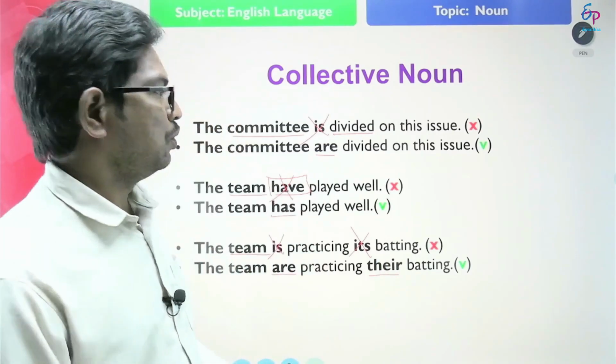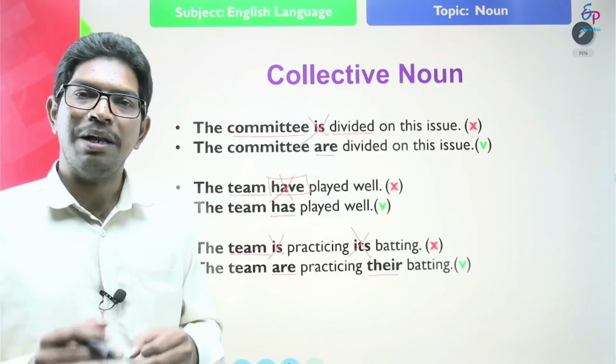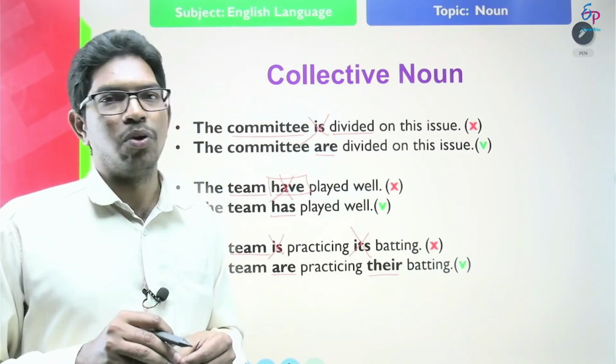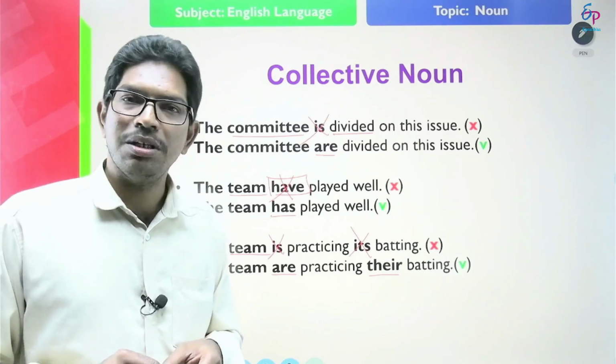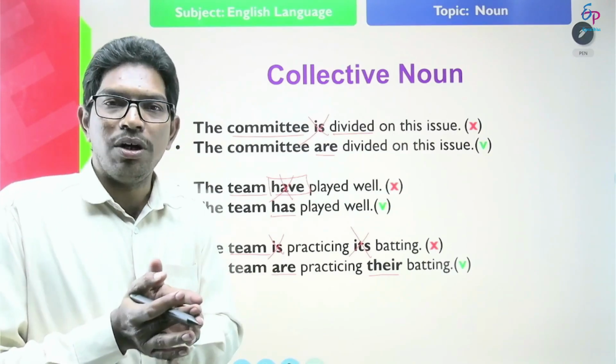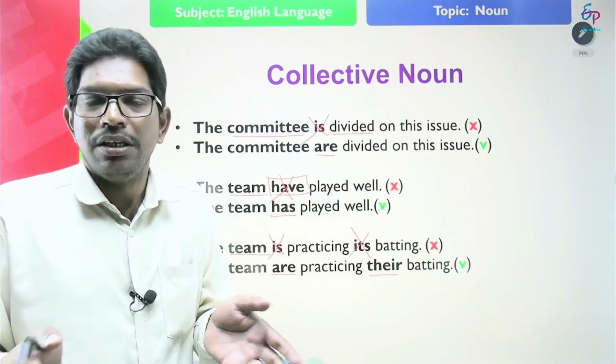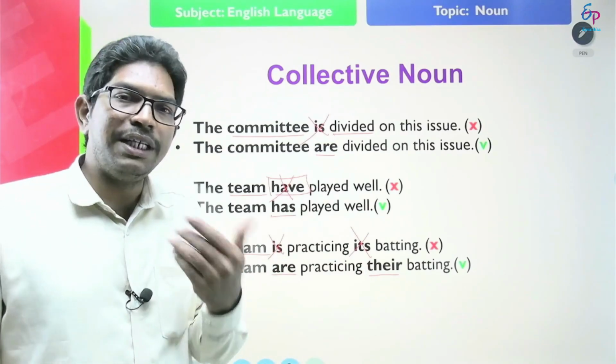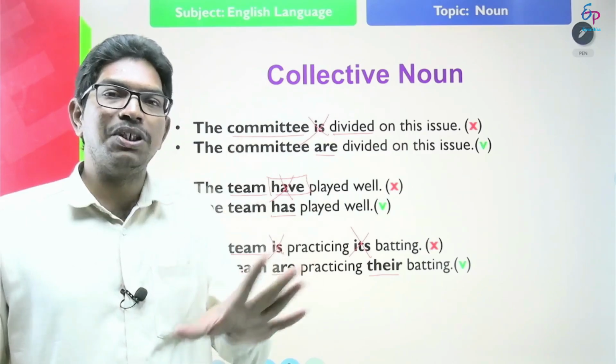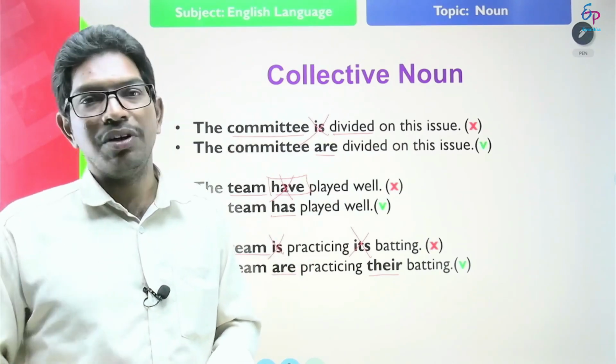Now you clearly understood a collective noun can be used in singular number and in plural number. When it is spoken as a whole, it is singular. When it is spoken as individual, separate, it is plural. And when it is used in singular number, the verb should be singular. When it is used in plural number, the verb should be plural.